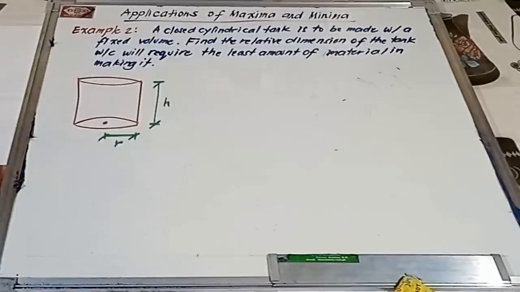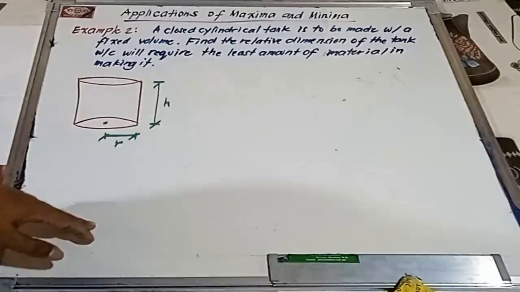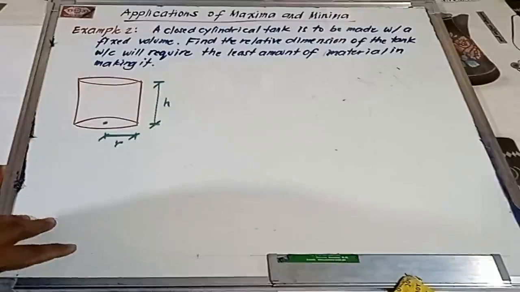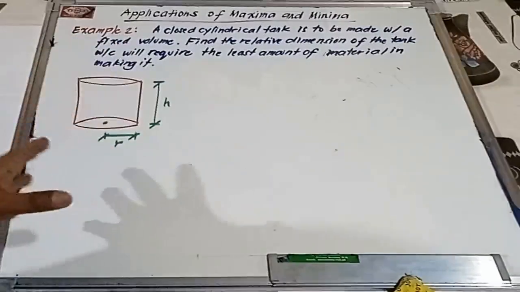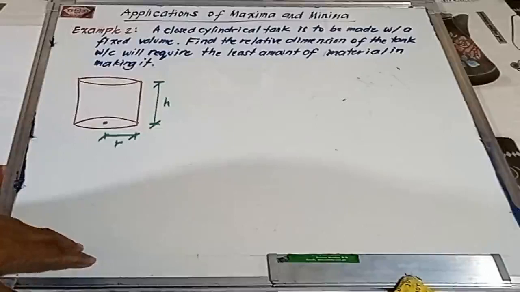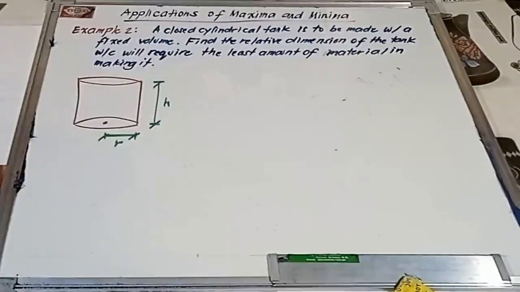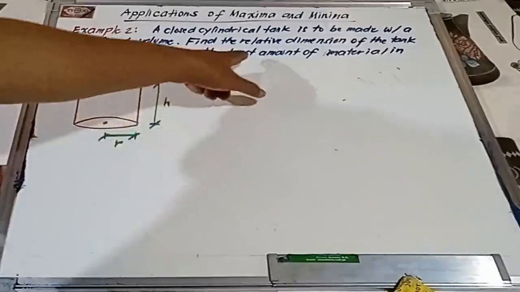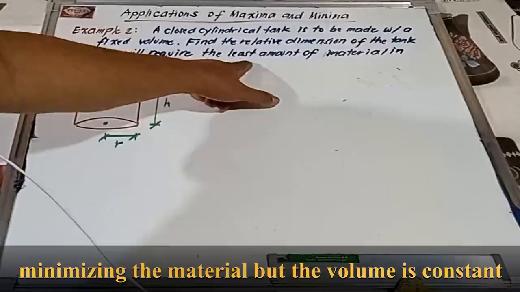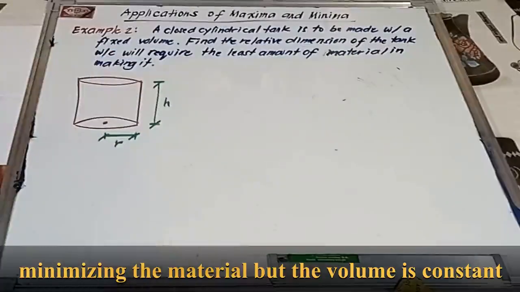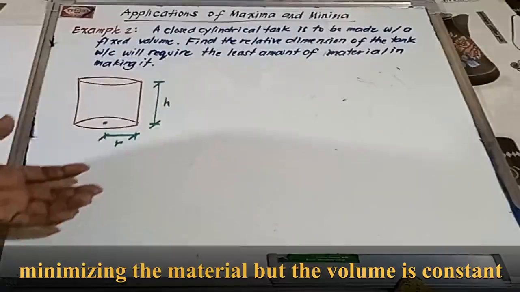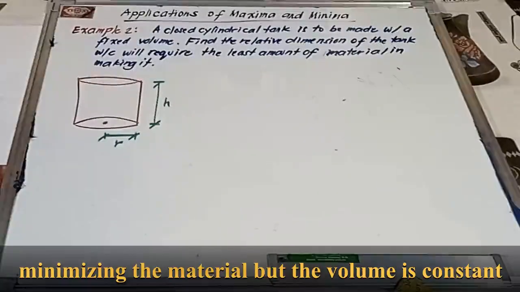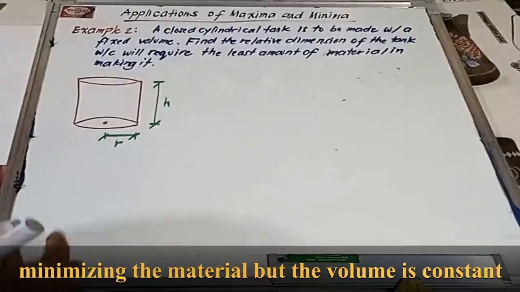Okay. Find the relative dimension of the tank which will require the least amounts of material in making it. Yung dimension tinatawag dito, yung height at saka radius of the circular base of our cylindrical tank. Na kung saan ang magagamit nating material ay least. Pag sinabing least, minimum. So ang ating gagawin dito, i-minimize natin yung material sa paggawa ng closed cylindrical tank. Okay? So, paano natin yun gagawin?